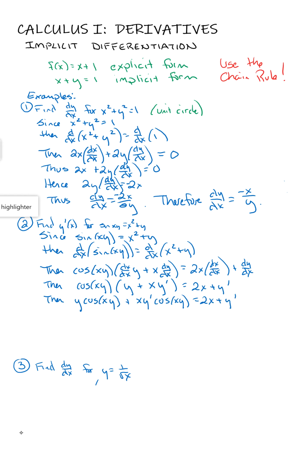Now I want to get all the y prime terms on one side, so we can solve for that y prime. So we've got x y prime times the cosine of xy minus y prime is equal to 2x minus y cosine of xy. Notice all I did was take this term and this term, make sure they're on the left-hand side because they both have a y prime, and then these two terms that do not have y prime, they ended up on the right-hand side.